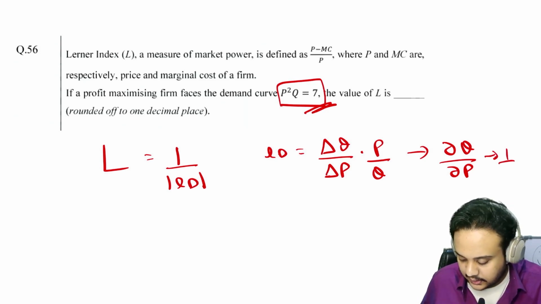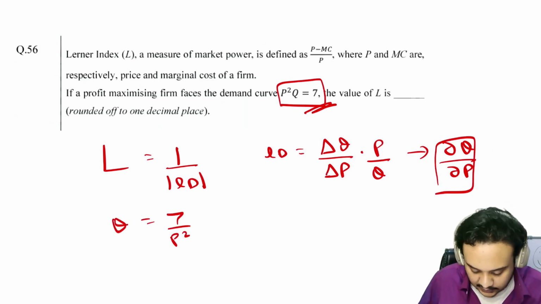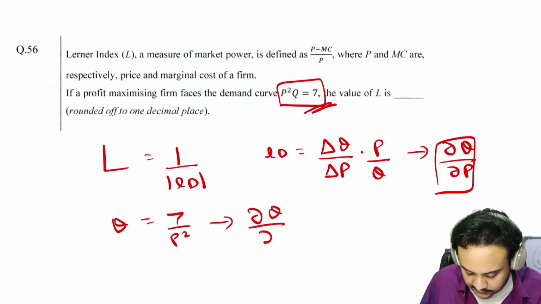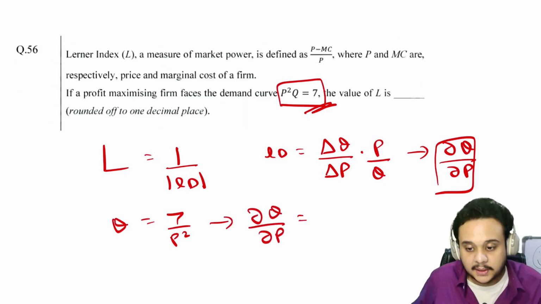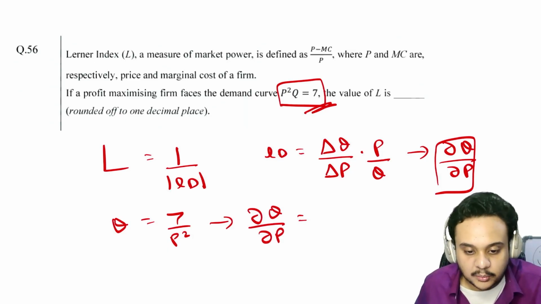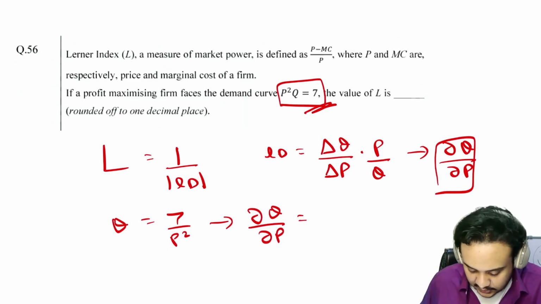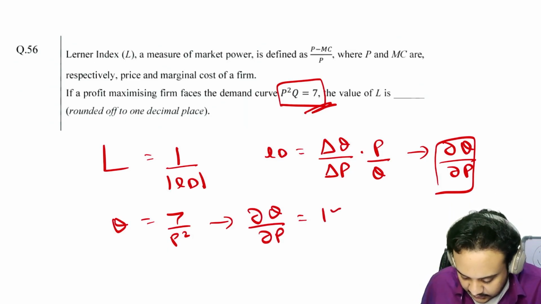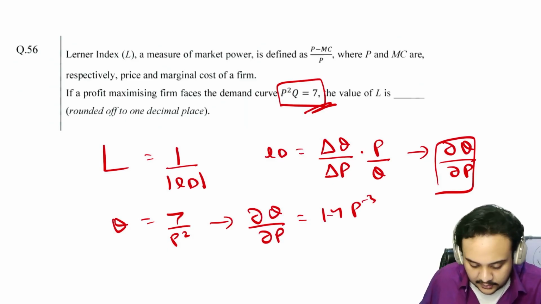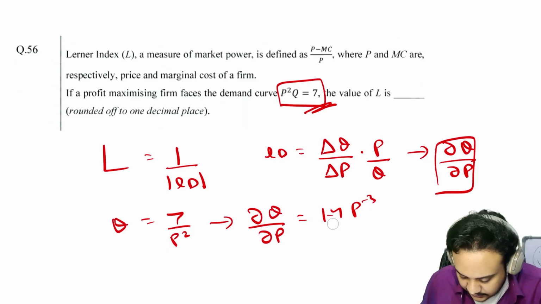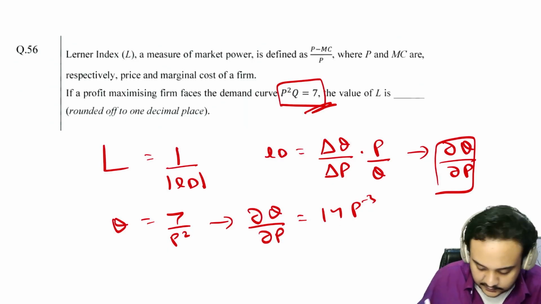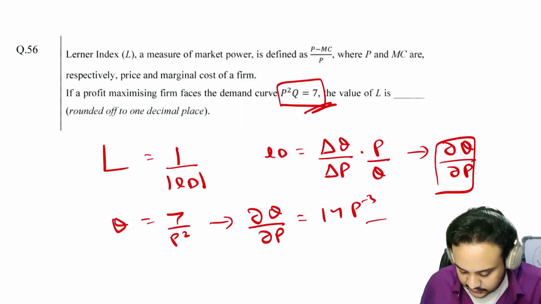This is 1 upon slope. So this is what we have. Now we just want this. So we are going to be differentiating on both sides with respect to p. So what will you get here? This was p raised to the power minus 2, so just p raised to the power minus 3. 14 p raised to the power minus 3. This is okay, right? So this is your first equation.